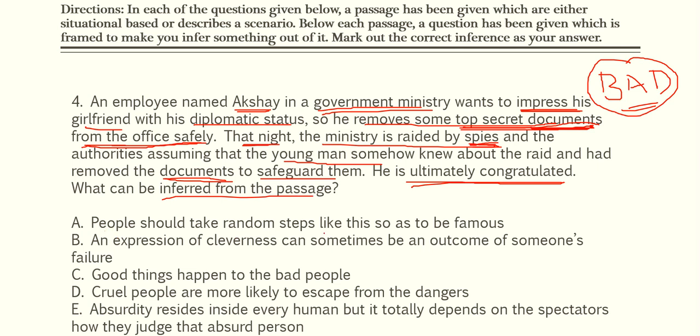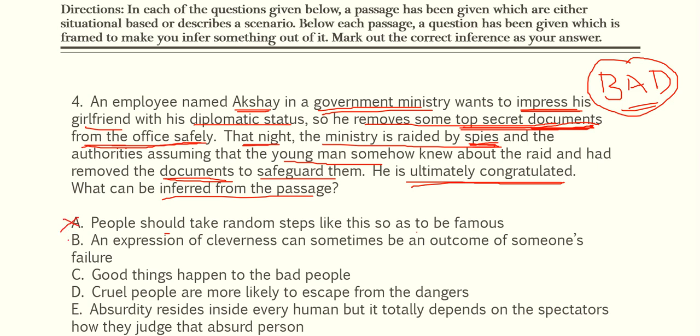People should take random steps like this so as to be famous. No, we cannot say, it is somewhat extreme. We cannot go with the extreme options, right? Something which mentions it is extremely necessary, mandatory. Rather, we should avoid such options. So we cannot say that people should take random steps like this so as to become famous. It is quite childish, quite irrelevant. This one is being opted out.